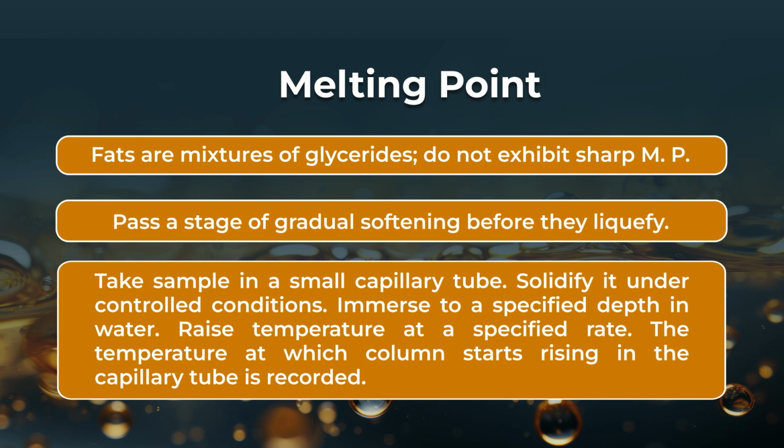How do we do this? We take the sample in a capillary. First we melt the oil or fat. Once it is in liquid form, we make a small column in the capillary and then freeze it, cool it down so that it remains there in the capillary. We put the capillary in water up to a specified depth, and then we raise the temperature. As we raise the temperature, the fat starts melting, softening, and it starts moving up. The temperature at which it starts moving is recorded. That is the softening point, slip point, or melting point of fats and oils.